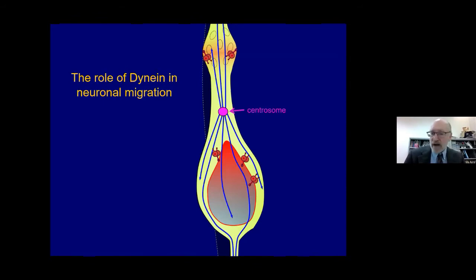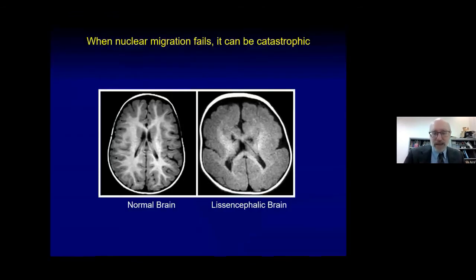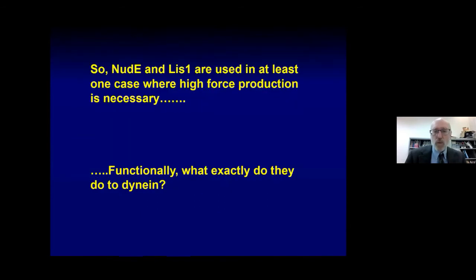And if you don't have NudE and Lis1, the nucleus doesn't move very well, and the neuron doesn't migrate. And that basically leads to Lis1-encephaly, which is a smooth brain. It's a non-cephalic brain because you haven't had appropriate migration of the neurons, and it's catastrophic. It's a terrible developmental disease. And that's caused by loss of this Lis1 protein, which affects dynein function. So we kind of know what happens.